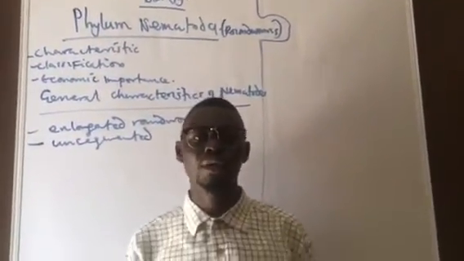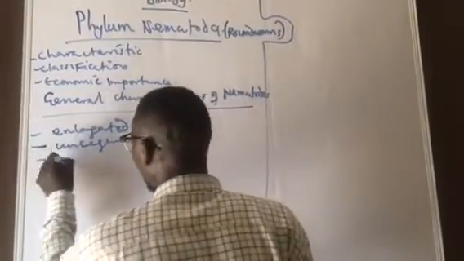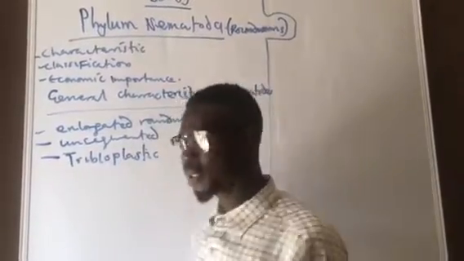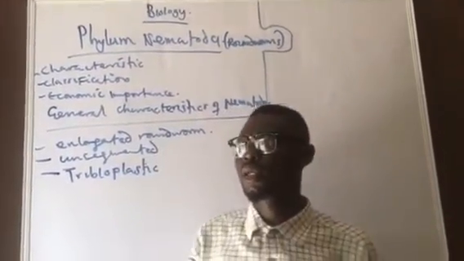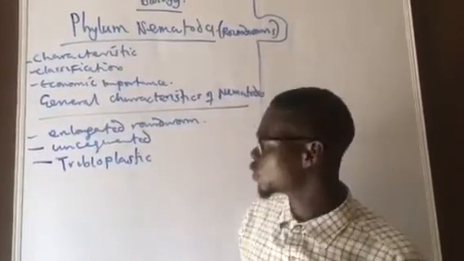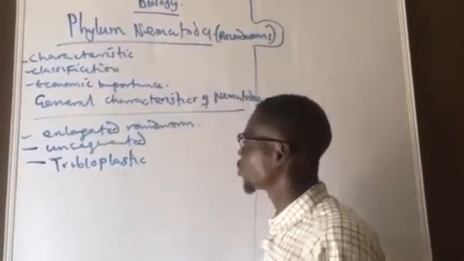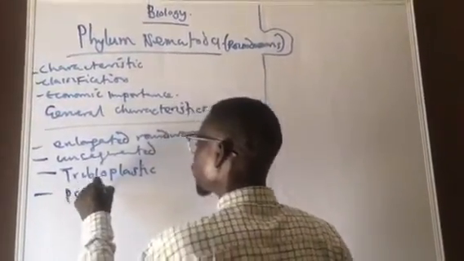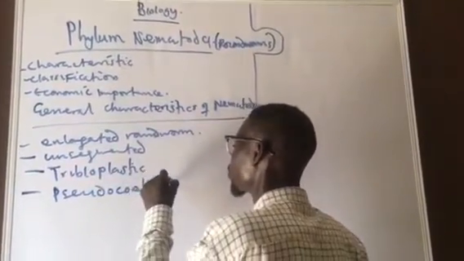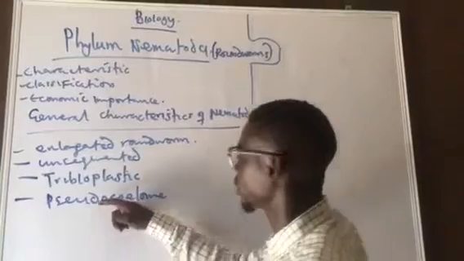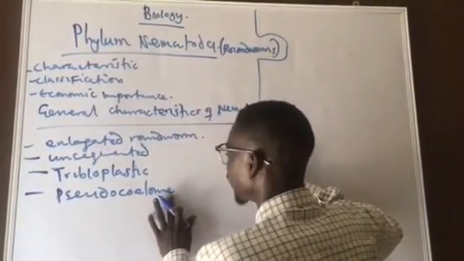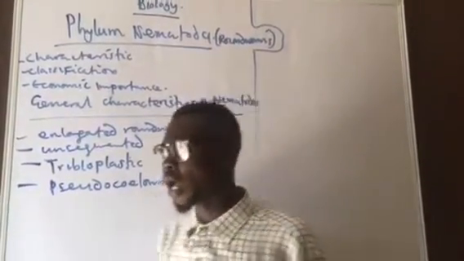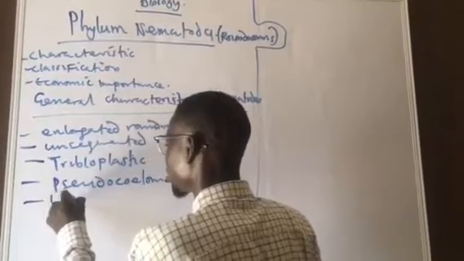They also have some other characteristics like triploblastic organization. Triploblastic means that their body is divided into 3 layers: the ectoderm, the mesoderm, as well as the endoderm. They are also pseudocoelomates. They don't have a true body cavity. They have a false body cavity, and also they have bilateral symmetry.